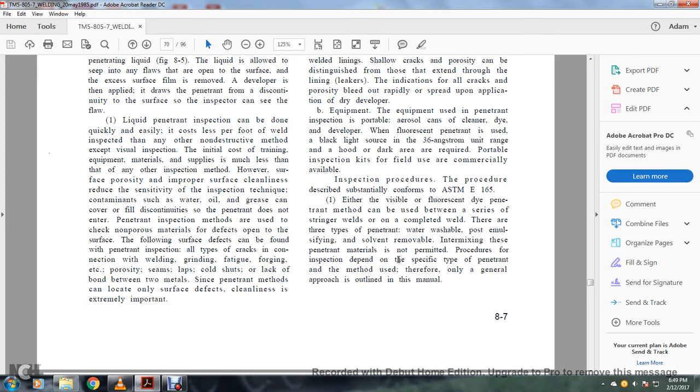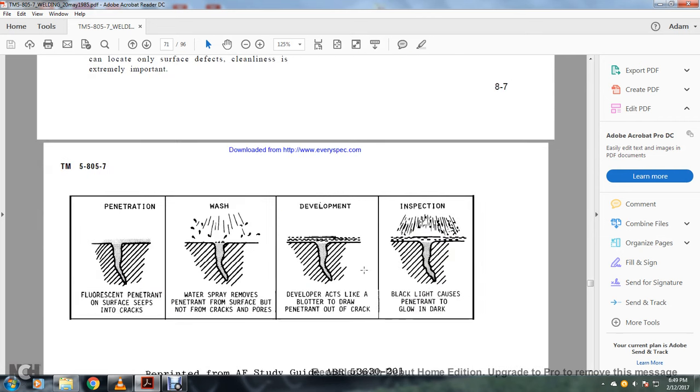Alright, inspection procedure. The procedure is described substantially in ASTM E165. Either the visible or fluorescent dye penetrant method can be used between a series of stringer welds or on an uncompleted weld. There are 3 types of penetrant: water washable, emulsifying, and solvent removable. Intermixing of penetrant materials is not permitted. The procedure for the inspection depends on the specific type of penetrant method used, so only the general approach is outlined in this manual.